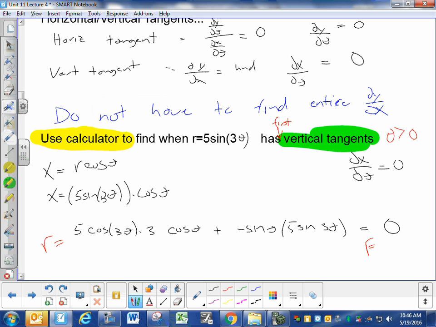But guess what? This is just an equation. You can still use y equals, and then instead of θ's, x's. You'll just get answers with x's, but they will correspond to θ measurements. So to solve this equation, let's turn our calculators back into function mode, and let's graph this. Let's find the first intersection, and let's confirm that that's going to be the location of a vertical tangent for 5 sin 3θ.